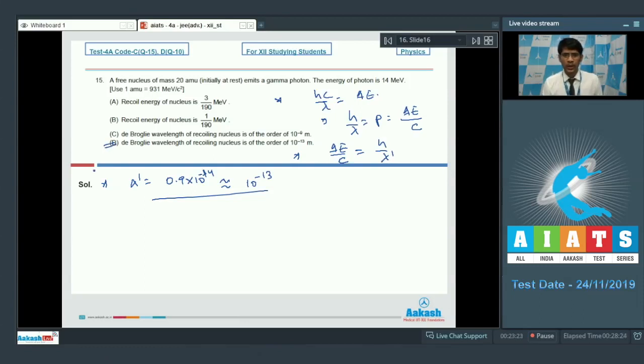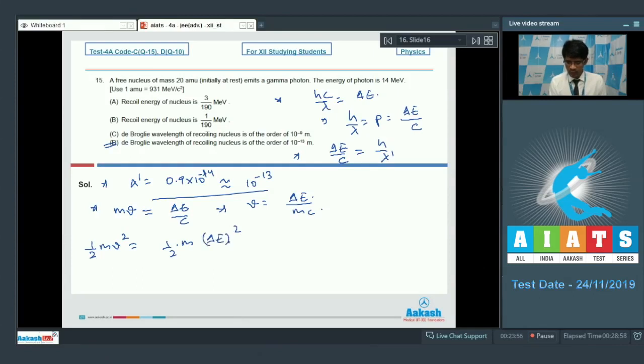Now we need to find out what is the energy of the recoil nucleus there. So there I would say recoiling momentum, that means m into v, that is the momentum. It can be written down as delta E, that is 14 mega electron volt divided by C, or should I say v is equal to delta E divided by m into C. This is the velocity, and energy would be kinetic energy 1 by 2 m v square, which is 1 by 2 delta E whole square divided by m c square.